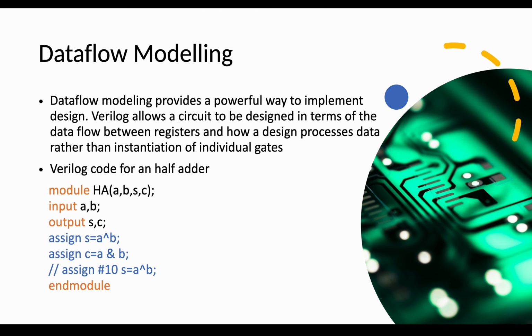Module HA (A, B, S, C). Inputs are A and B, outputs are S and C. Assign S equals A XOR B. That symbol is the XOR operation. Assign C equals A AND B. I have commented out one statement, assign #10 S equals A XOR B. That #10 is the delay. If you have any delay in the circuit, you can specify it likewise. And we are ending our module with endmodule. This is the Verilog code for a half adder using data flow modeling.